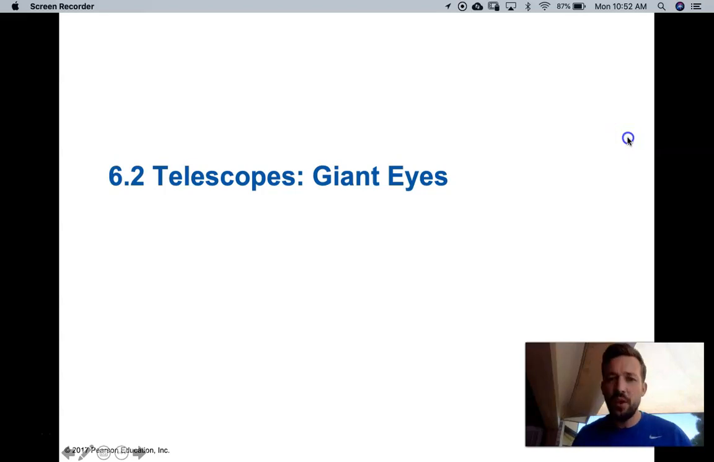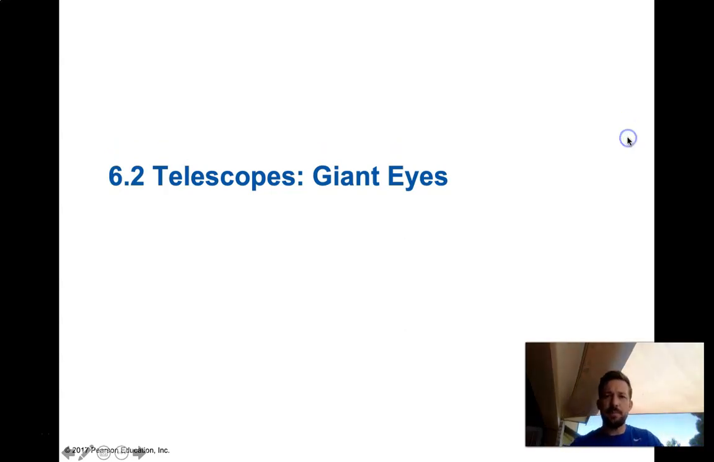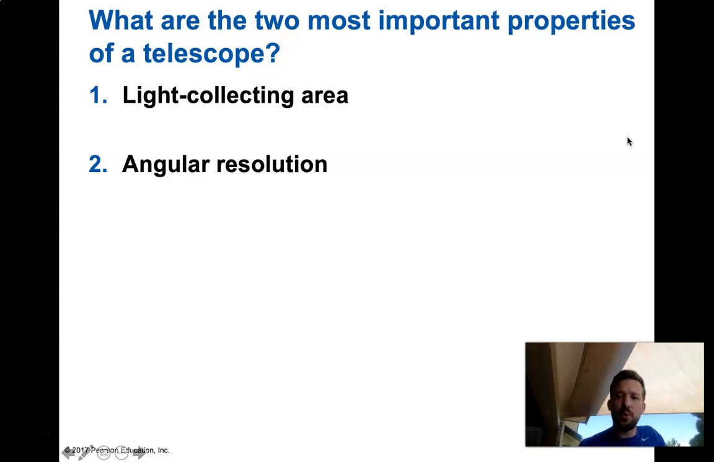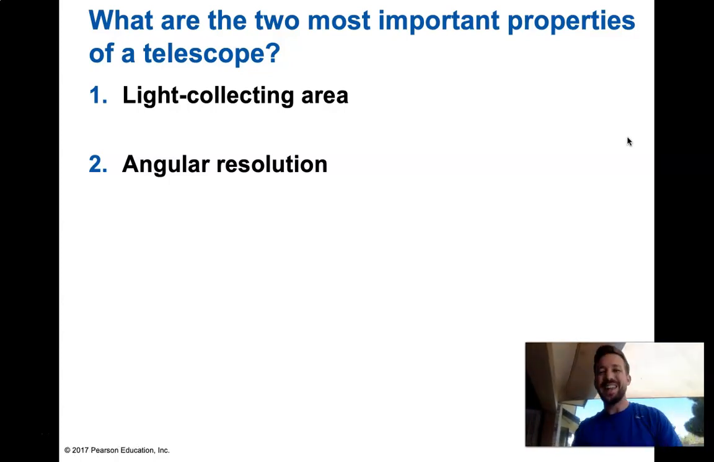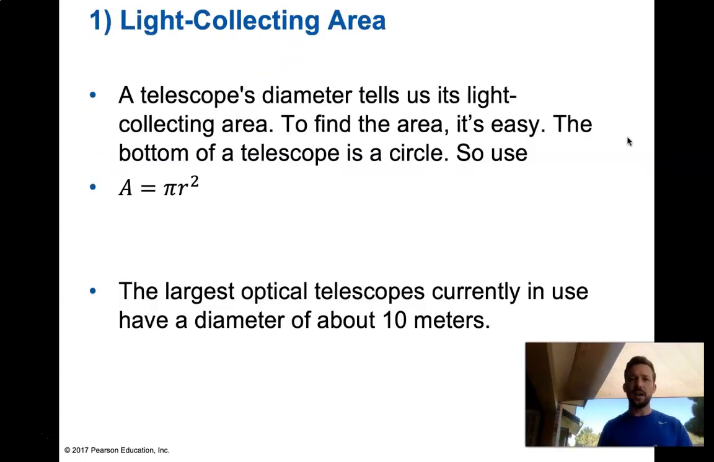Okay, guys, we're on to 6.2, telescopes, the giant eyes. Okay, so let's go into this. There's two important parts about a telescope. You must know them both. Number one is the light collecting area. The second is angular resolution. So let's go into those two. First one, light collecting area.